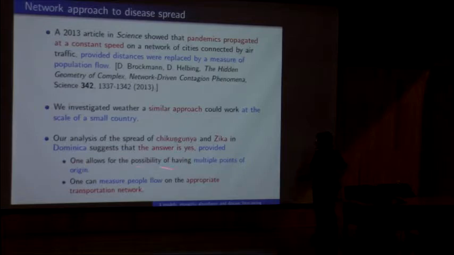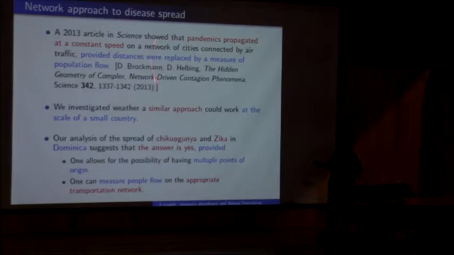And the other piece is that you need to measure people flow. So here, for a pandemic like that, people were looking at airline data. So how many people are taking the plane and transporting the disease by air, essentially. But here, on an island, people don't fly. So for Dominica, the appropriate mode of transportation is by road. But the idea is that you need to scale this approach down and use a network that is the relevant transportation network.